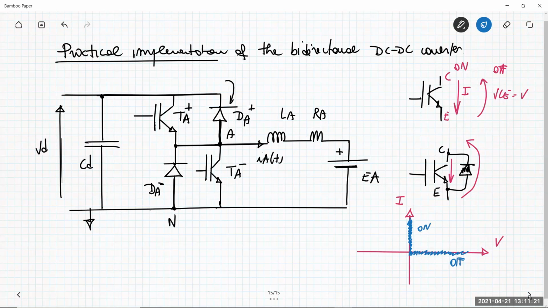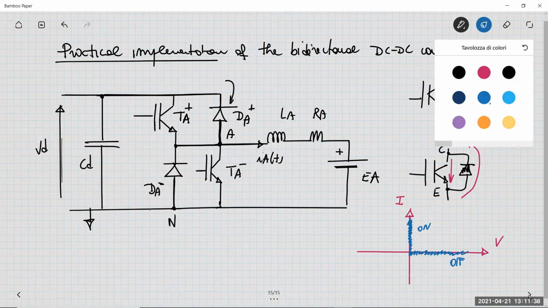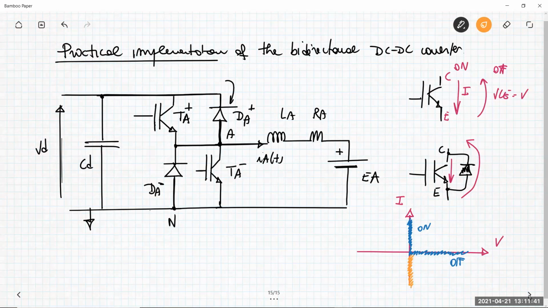Okay, since we need to build up a bidirectional converter, having the possibility to manage current flow in both directions, we need to implement the switching power pole using bidirectional switches. And the only way to get bidirectionality is to add the diode. With the diode on, we acquire this other quadrant in which the switch is off, but the diode is on. So switch on, switch off, but diode on here. So we can get two quadrants.